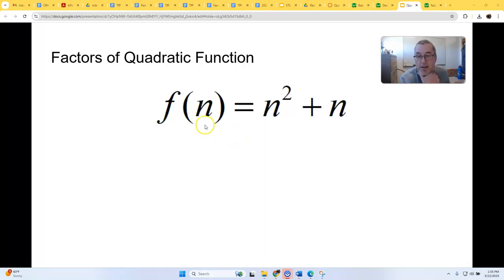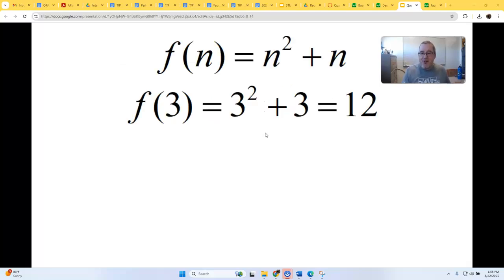So hopefully you've been playing around with this function, f of n equals n squared plus n, choosing different input values. Like in the Canvas page, it says, what if n was 1? Well, 1 squared, 1 plus 1, 2. F of 1 would equal 2. And what are at least two factors of 2? Well, 1 times 2. But I want you to see a few more.